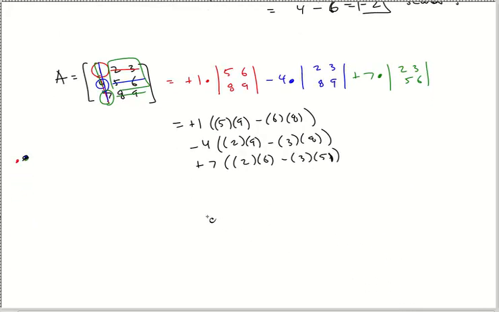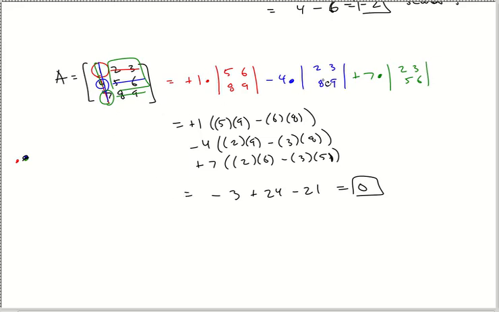Doing all this crazy math, what you actually get is negative 3 plus 24 minus 21, which makes a 0. Now, having a 0 determinant actually means something. I'm not going to go into it right now. We'll see more of those later.